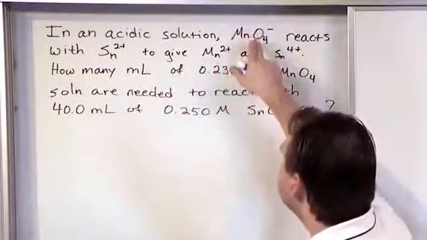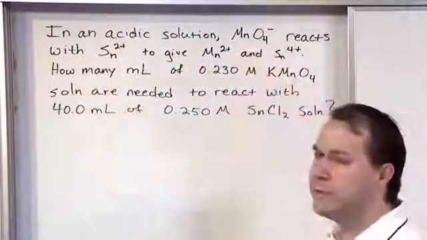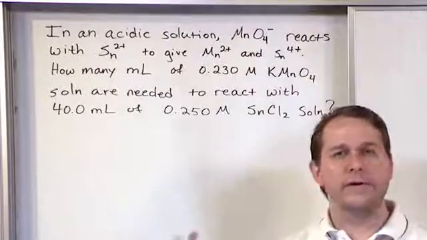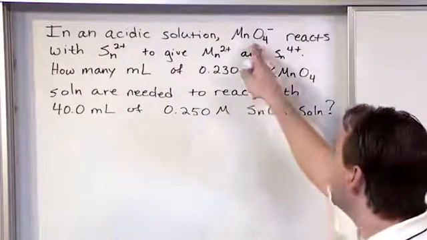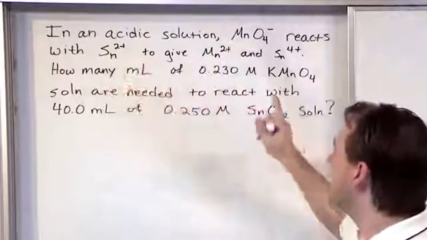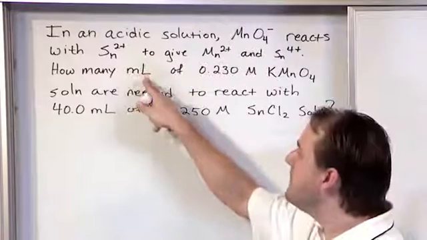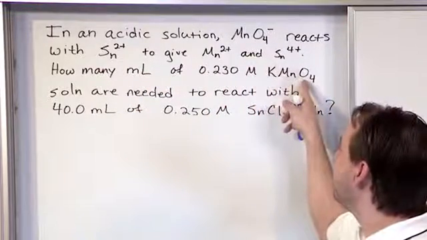Then it's telling us that this ion reacts with this ion to give this ion and this ion. So it's telling us basically the net ionic equation. It's telling us all the ions that are involved in this reaction. We'll write that down in a minute. And then the second part of the problem is asking us how many milliliters of a certain solution of this. Notice we have potassium permanganate here.